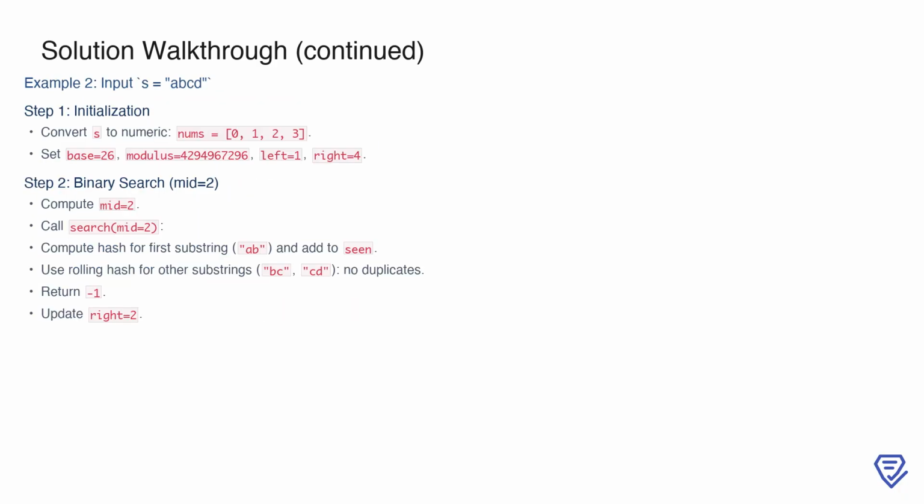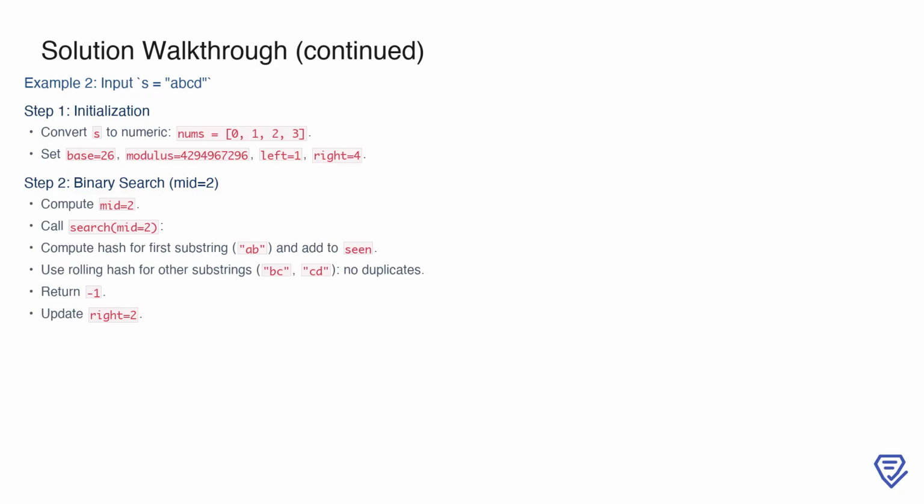Now, consider a different input, ABCD. We begin by converting the string into its numeric representation as 0, 1, 2, 3, and initializing the same constants, base equals 26 and modulus equals 4294967296. The binary search bounds are set with left equals 1 and right equals 4, reflecting the length of the string.